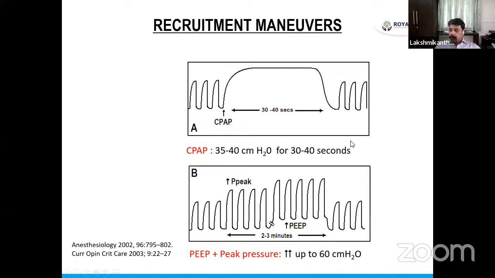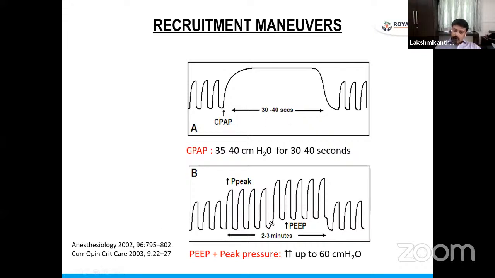It can be done in multiple ways. Some of the ways that we used early on were what is called 30-30 or 40-40 or 50-50. They give a high pressure of 30 centimeters of water for 30 seconds, 40 centimeters of water for 40 seconds. This can be given in some ventilators as sigh breaths. You just press the sigh button. It gives intermittent high pressures for a fixed period of time.